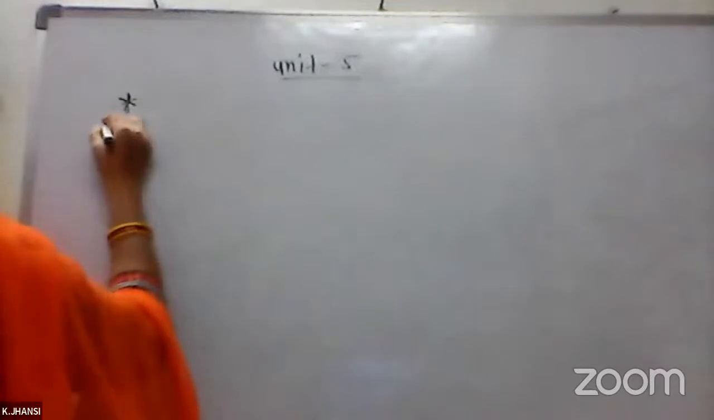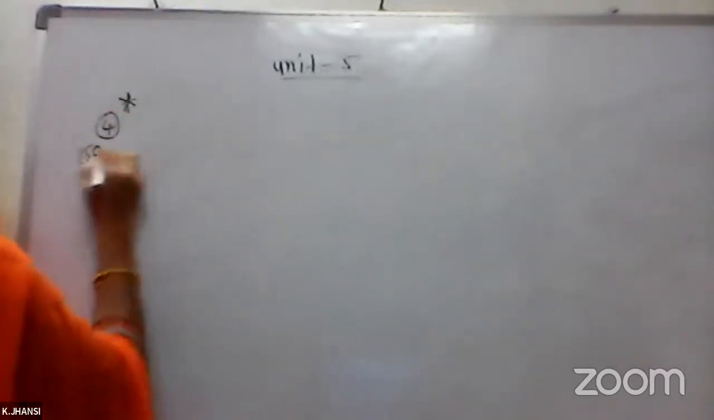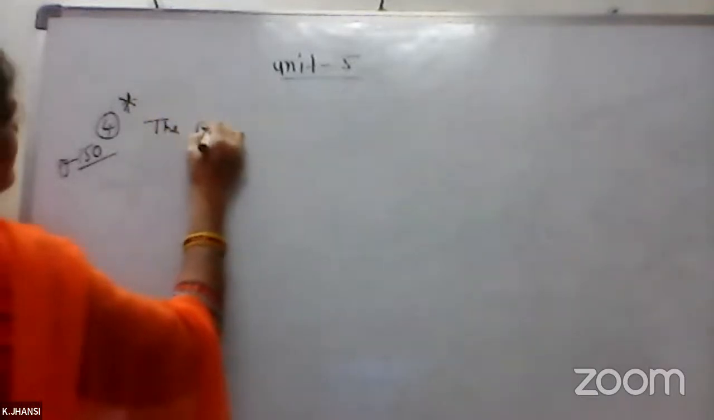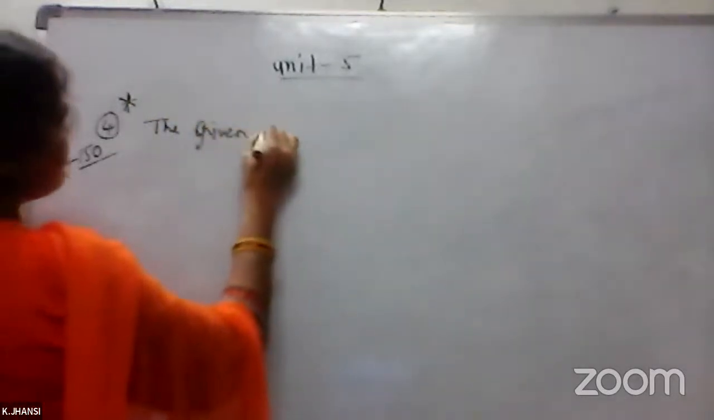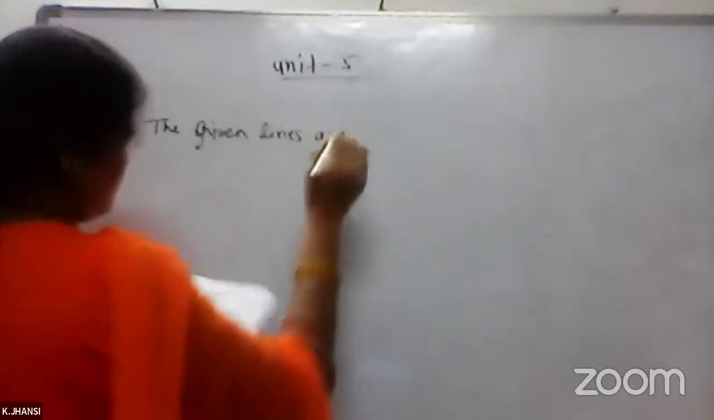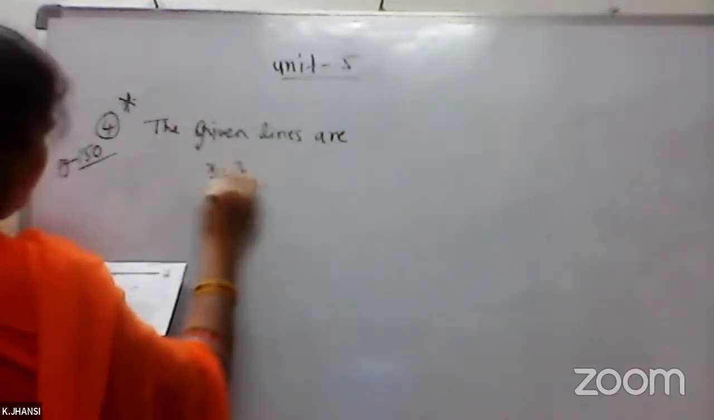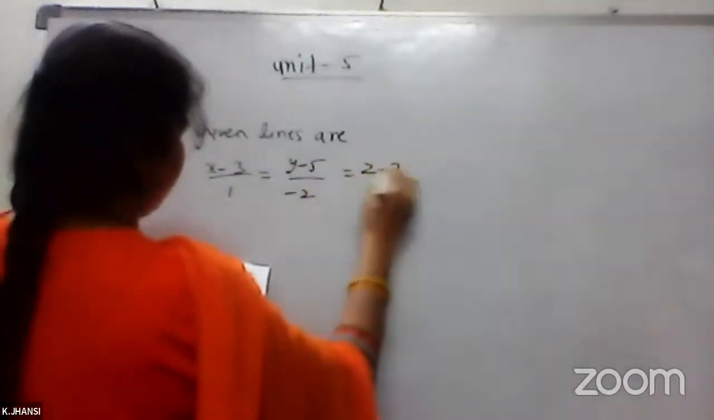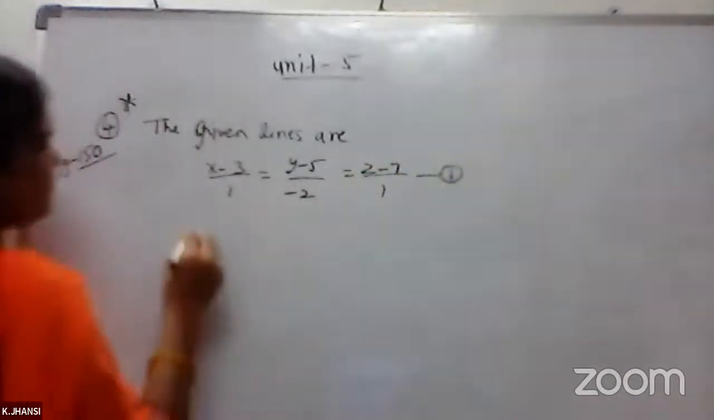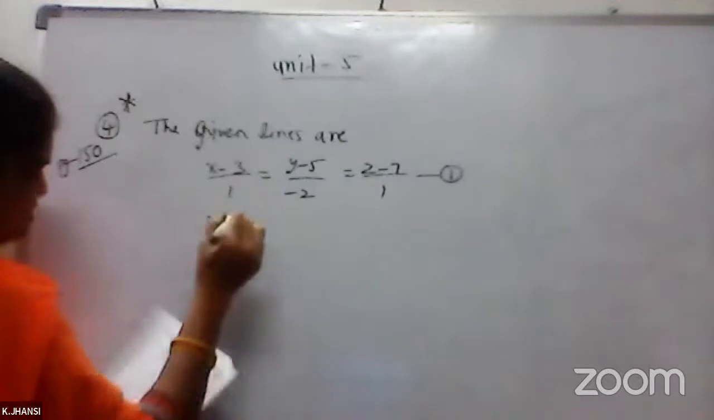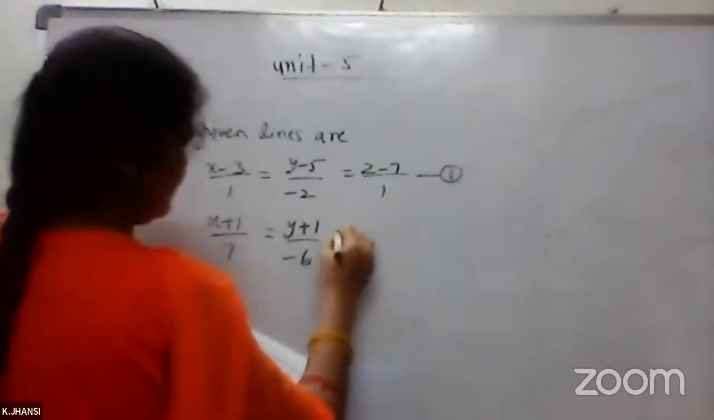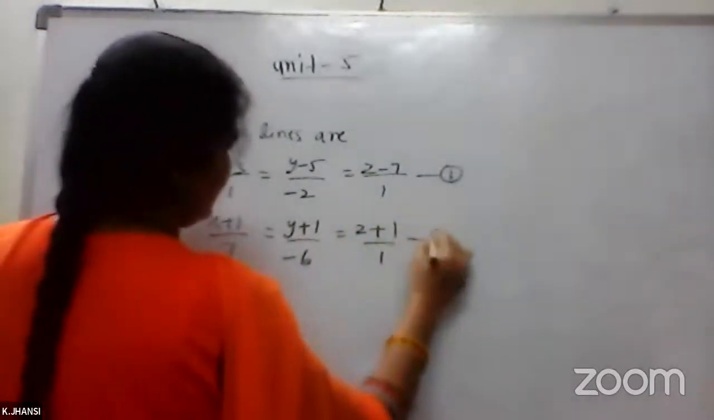So this is the fourth question, page number 150. All of you have textbooks, I think so. The given lines are: first one is (x minus 3) by 1 equals (y minus 5) by minus 2 equals (z minus 7) by 1. You put it as equation 1. Next, (x plus 1) by 7 equals (y plus 1) by minus 6 equals (z plus 1) by 1. You take it as equation 2.